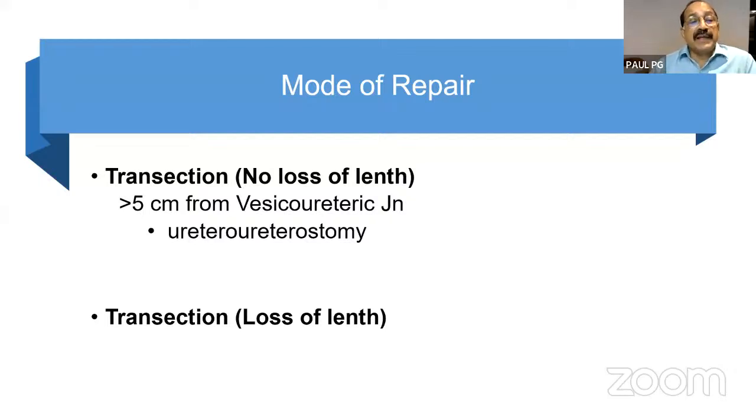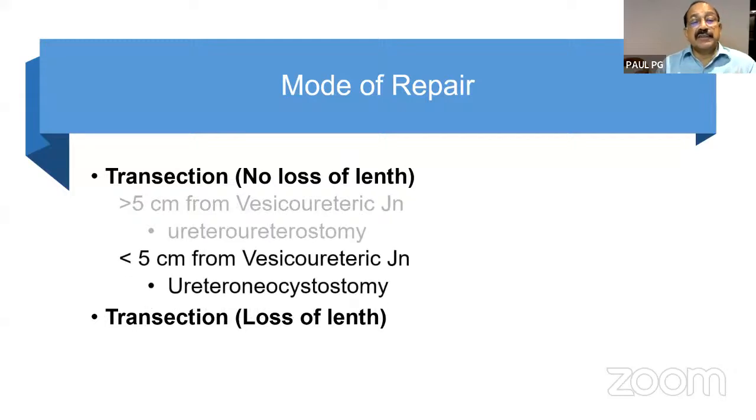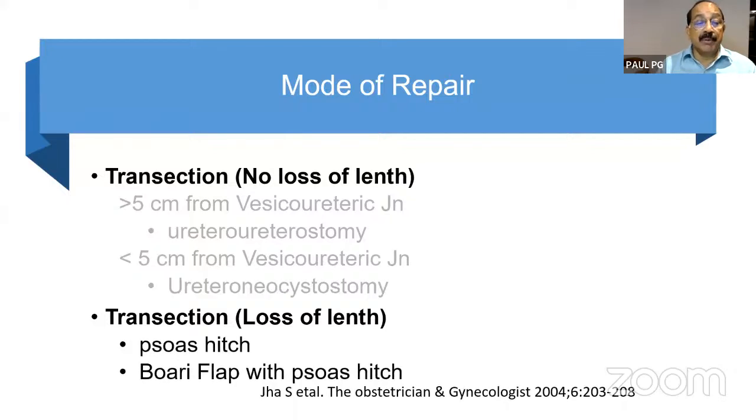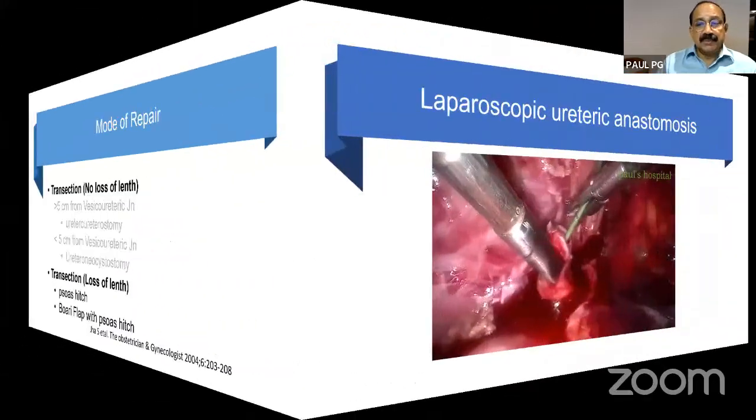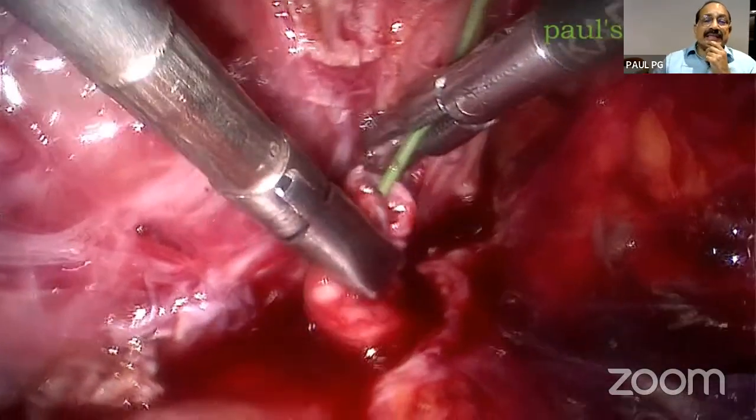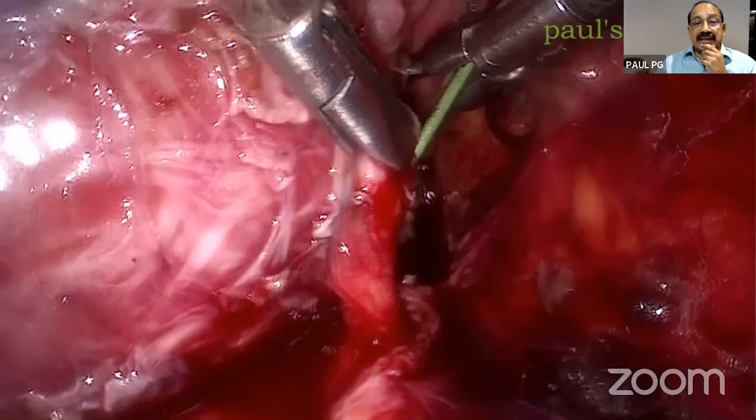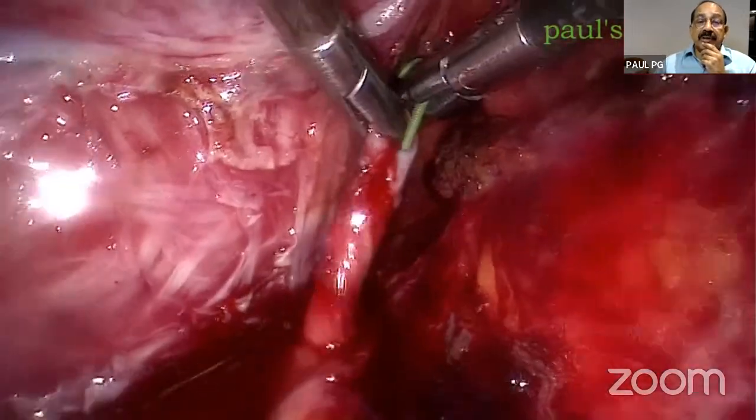If it is more than 5 centimeters from the vesico-ureteric junction, a ureteric anastomosis is the better option. If it is very close to the vesico-ureteric junction, then a ureteroneocystostomy may be done. And if there is loss of ureter, probably you need a Boari flap with a psoas hitch. So in this case, we decided, it's a slightly old video you can watch.